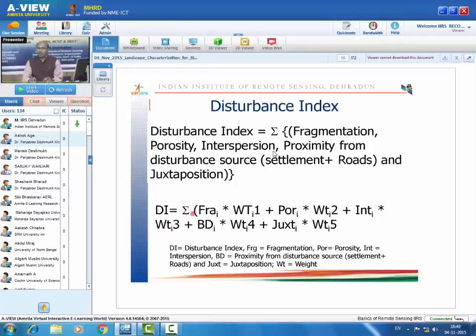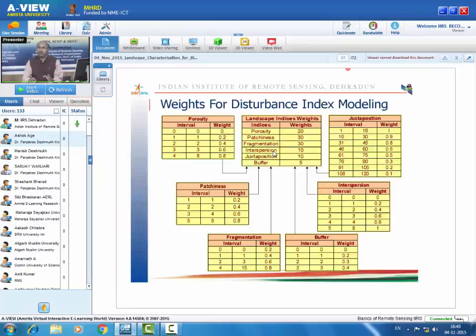We have used a simple linear equation. You can see a disturbance index is a function of fragmentation, and we have given weights depending upon the area. We have to give weights to porosity, interspersion, biotic disturbance, and juxtaposition, which is a simple linear equation we use, and certain knowledge-based weights are assigned.